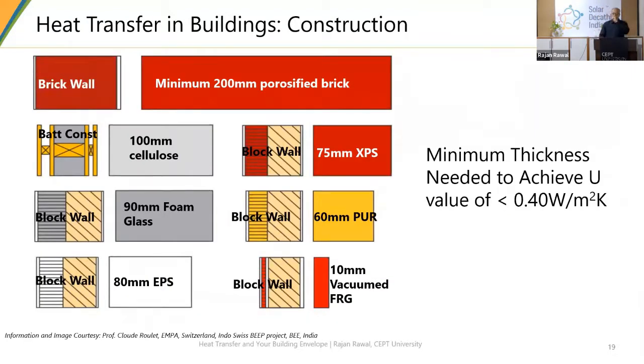Comparison of insulation. Let's say you have about a 200 mm thick brick wall, which is equivalent to about 100 mm of cellulose insulation. It's about 75 mm thick XPS insulation. And probably you can go down to say 10 mm, 1 centimeter, of vacuum fiberglass insulation or vacuum insulation.